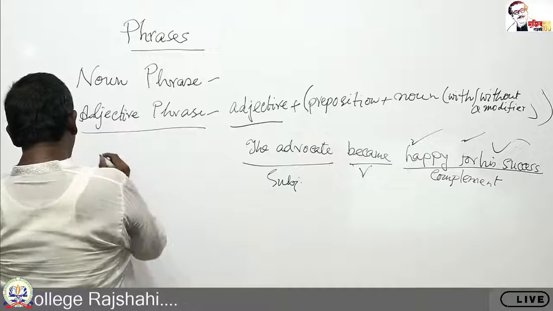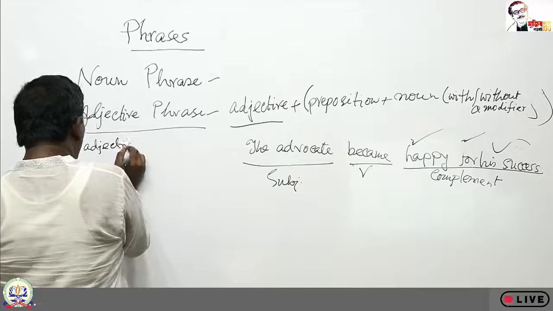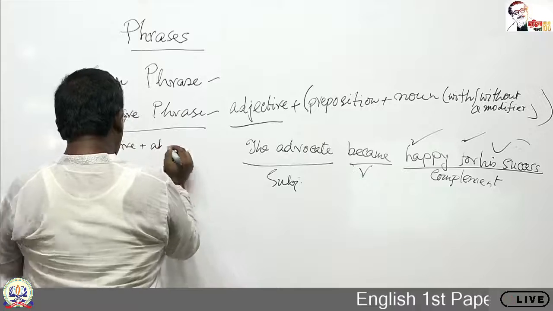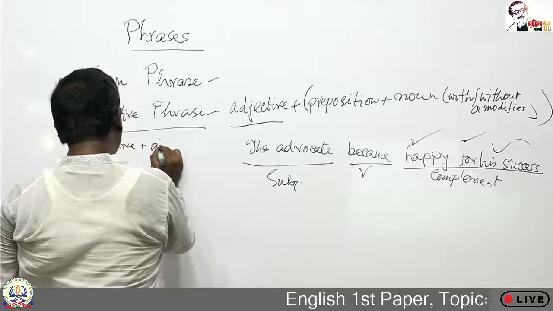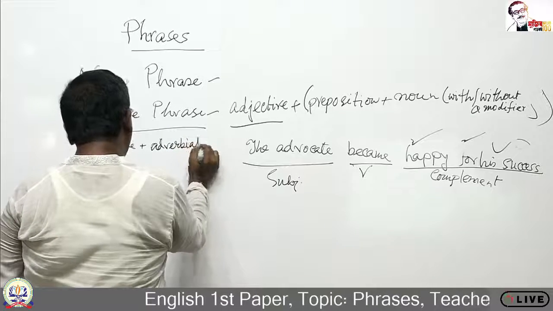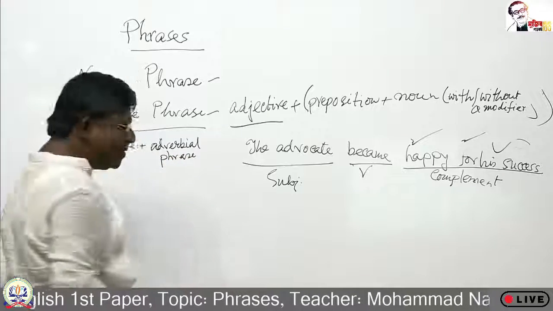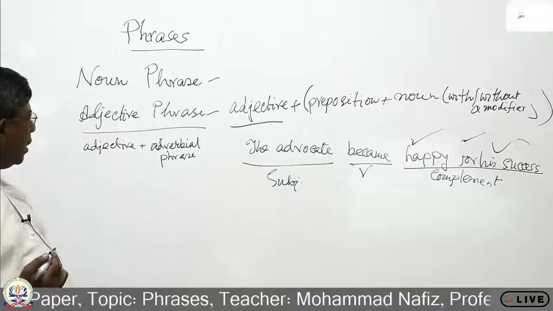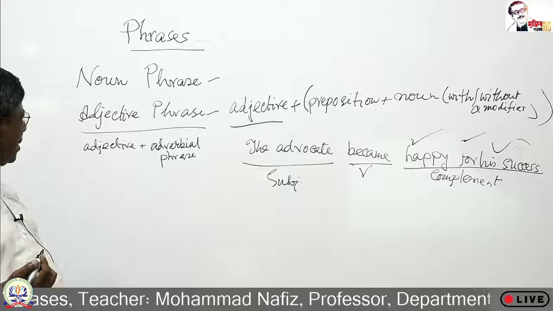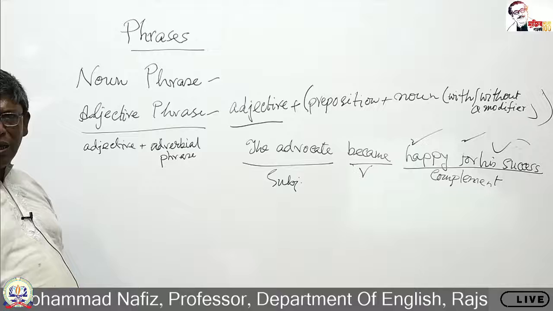Therefore, an adjective phrase we may consider a phrase having an adjective followed by an adverbial or adverb phrase. Adverbial and adverb mean the same thing. We may call it an adjective phrase when a unit is made by an adjective followed by an adverbial phrase.